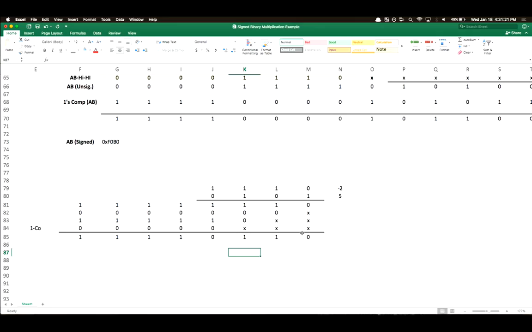Exactly. So the carryout is, you don't care. I mean, it might get written to your overflow register, but you don't care about it after that.